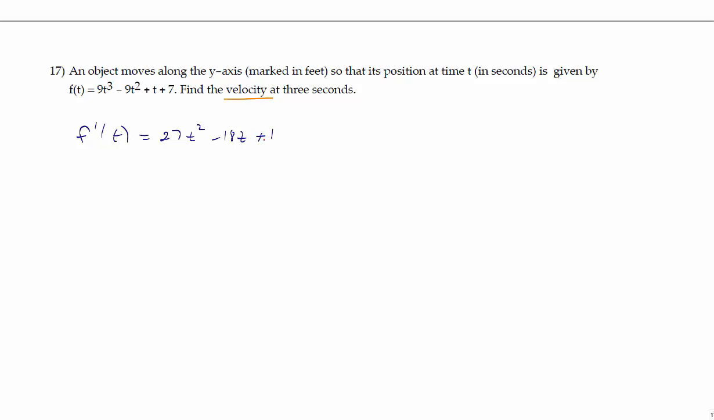And I want to know the velocity at 3 seconds. So we use time 3. So 27 times 3 squared minus 18 times 3 plus 1, which gives me 190. So I've got to figure out what my label is going to be. So going back to our function, notice that it moved along the y-axis in feet, and that time was measured in seconds. So my label will be feet per second. So feet per second.